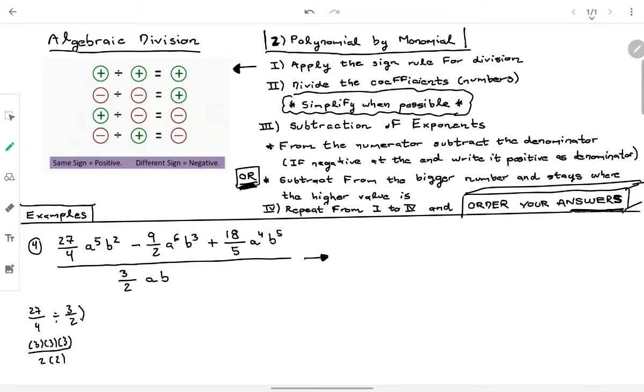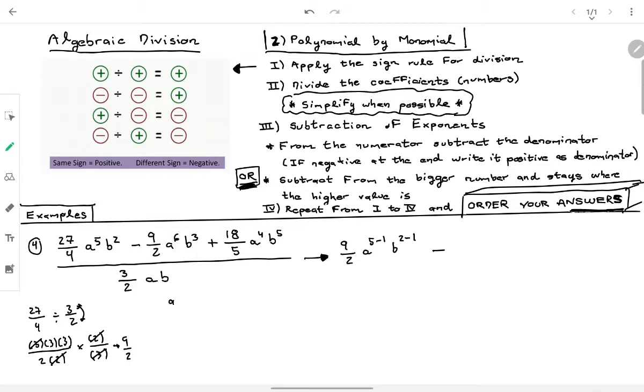We can flip this one, so we can put it like 2 over 3. So we can eliminate this 3 with this 3, this 2 with this 2. So it will be something like 9 halves. So we will get 9 halves, a to the 5 minus 1, b to the 2 minus 1. The next one is going to be negative 1 because it's negative divided by positive.